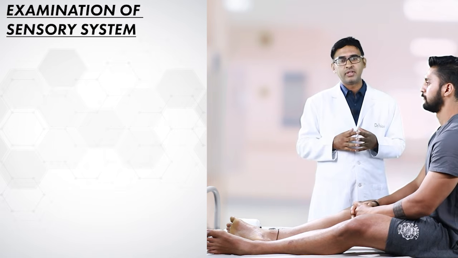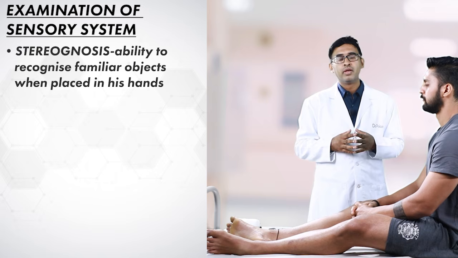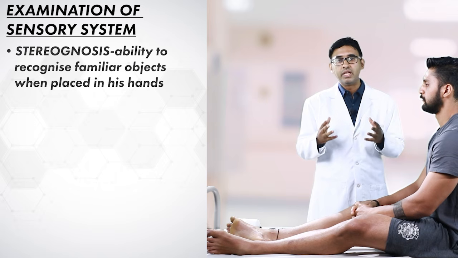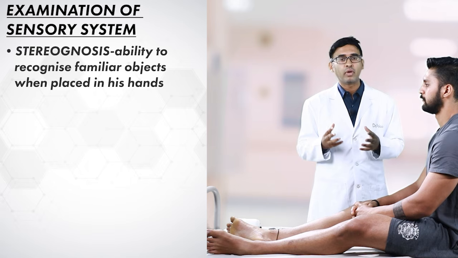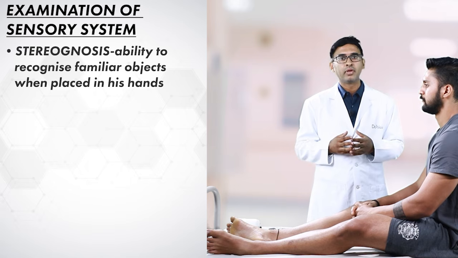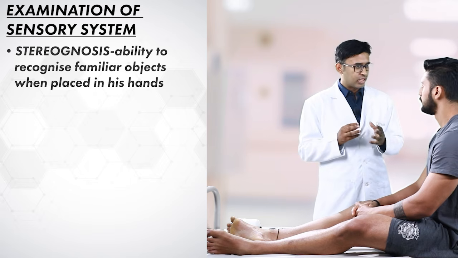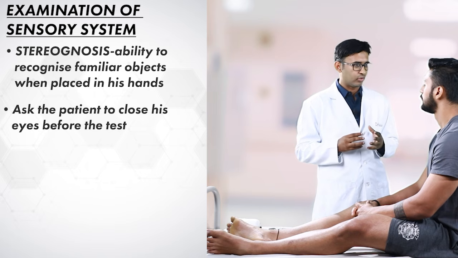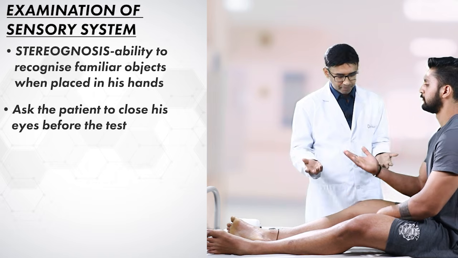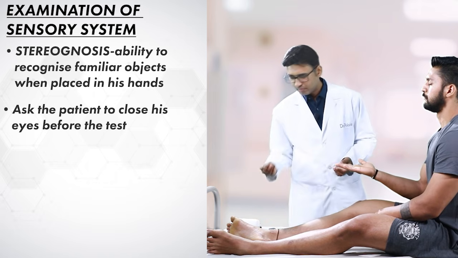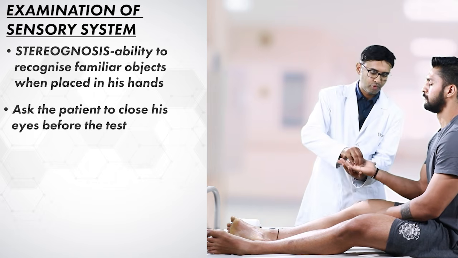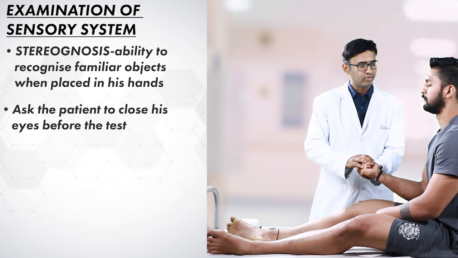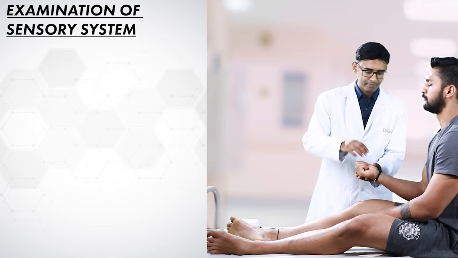The next cortical sensation is called stereognosis. This involves or checks the ability of the patient to recognize objects when placed in the patient's hand. I'm going to place an object in your hand and you have to tell me what it is. This you have to do with your eyes closed. Can you put out your hand? Close your hand. What is this? It's a coin. Okay.